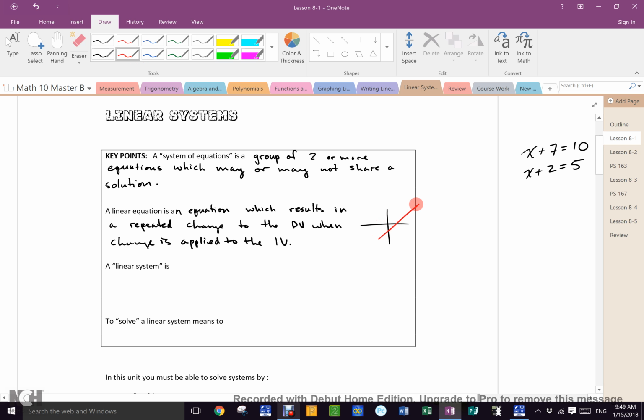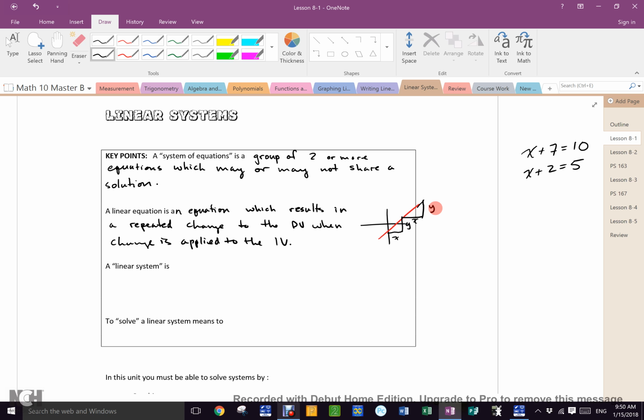A straight line. And every time I go a change there, I get the same change there. So if this is x and y, what is that? X, and how far up will I go? Y, every time. That's what makes it a line. Everybody cool? Not news. Everybody should be okay with that.